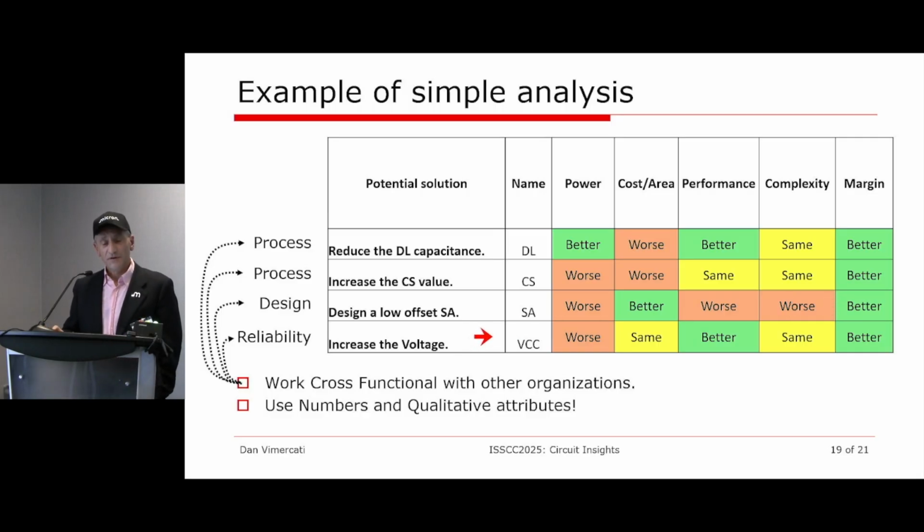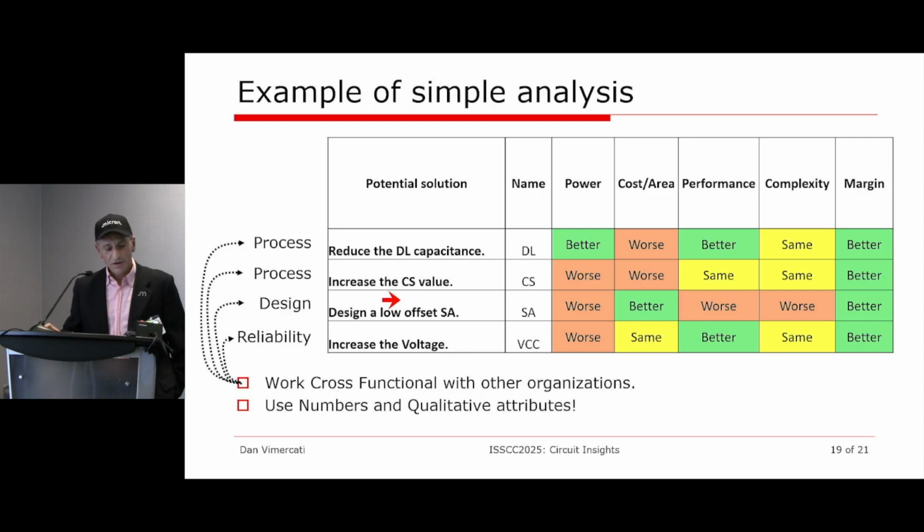Or you can increase the voltage, so the power will be worse due to the switching. The cost is the same because it is exactly the same chip, just with a higher power supply. The performance is probably better because you're going to switch capacitances faster. The complexity is the same and the margin is better.